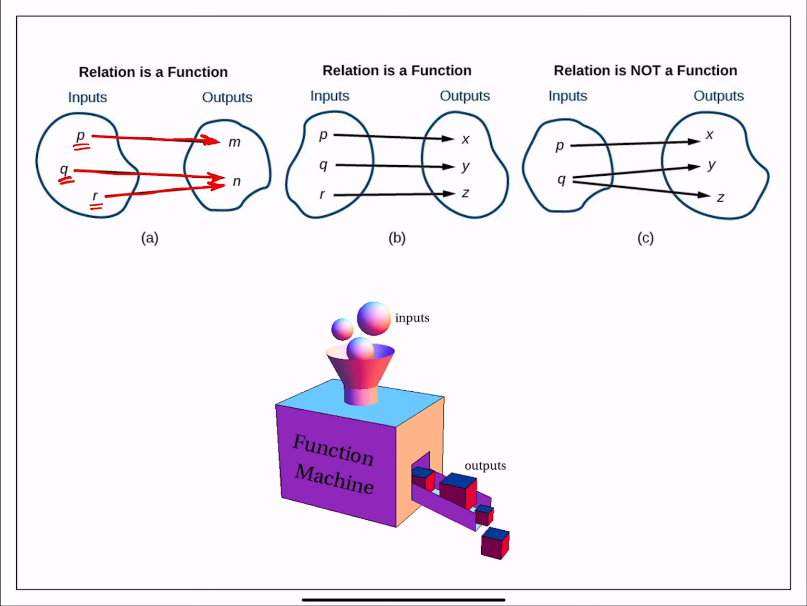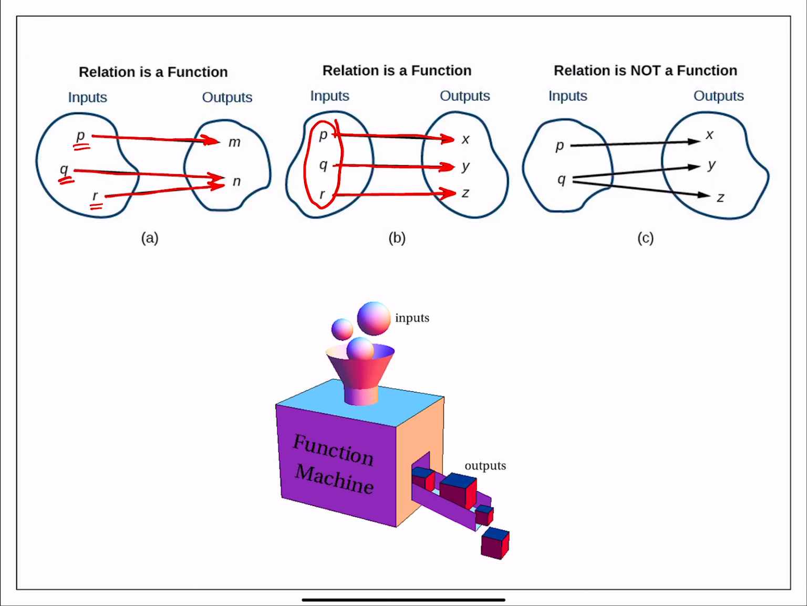Now, in this second scenario, we have a P, Q, and R, and our P this time is going to an X. Our Q is going to a Y, and our R is going to a Z. Now, this example is also a function because, again, when we look at our inputs, each of them only goes to one output. Now, in this last scenario, it's not a function.